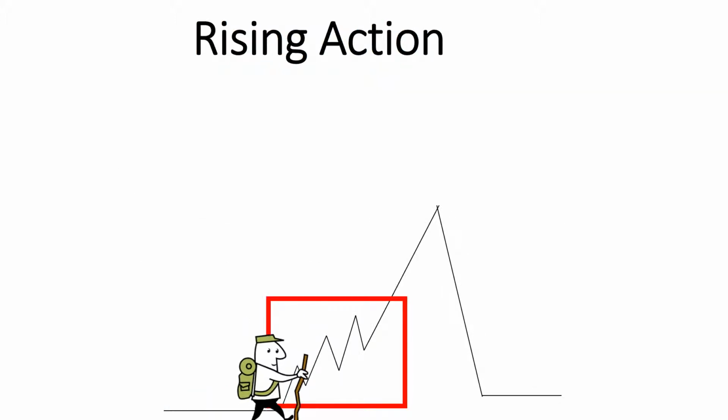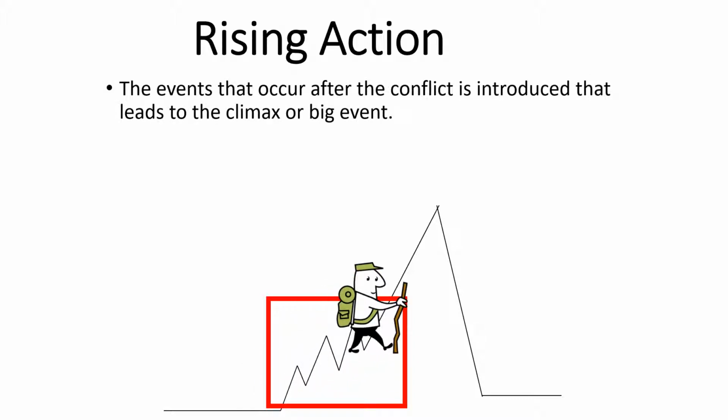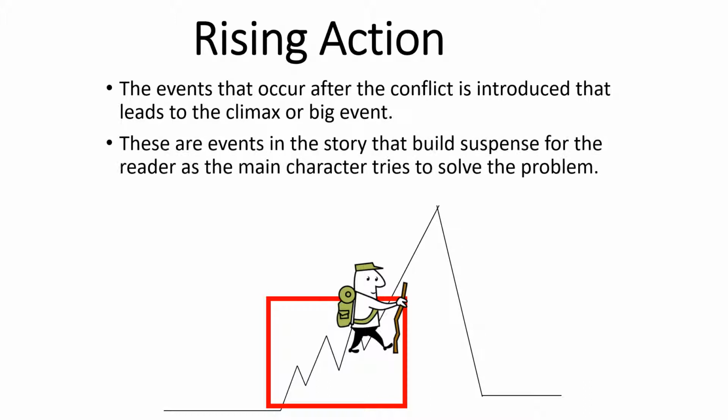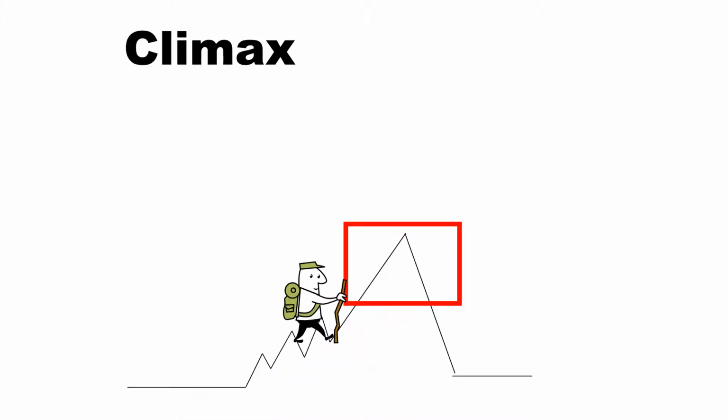Next we have the rising action. These are the events that occur after the conflict is introduced that leads to the climax or big event. These are the events in a story that build suspense for the reader as the main character tries to solve the problem.